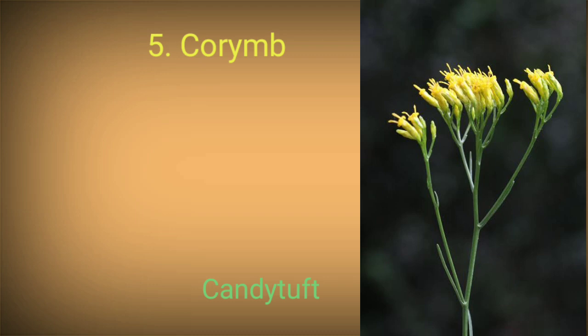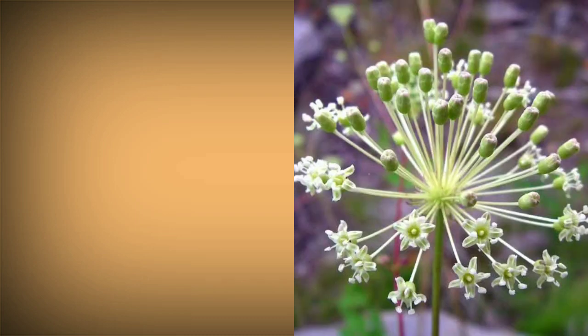So there, the lower flowers, that means the older flowers, they have a longer pedicel, and the younger flowers, which are towards the tip of the stem axis, they have the short pedicel. So in that way, all the flowers come to the same level.